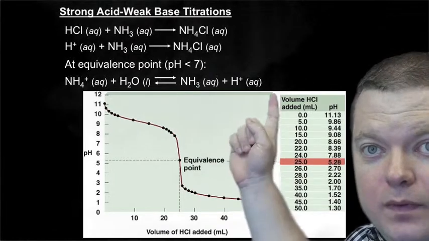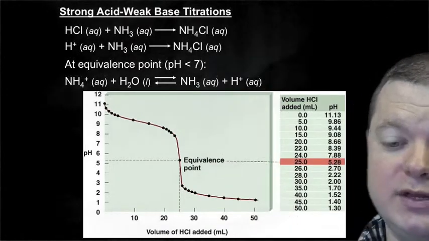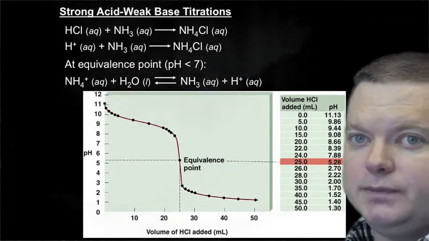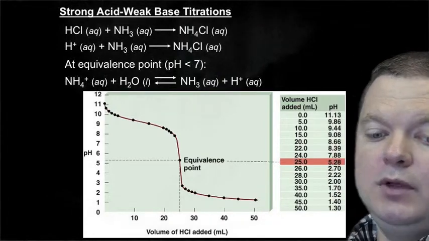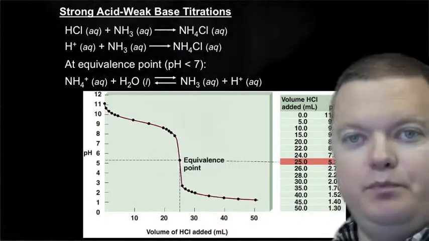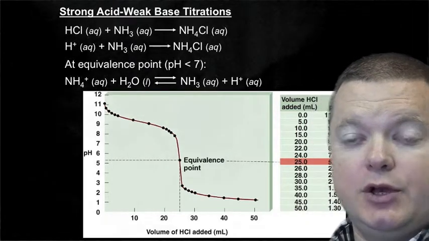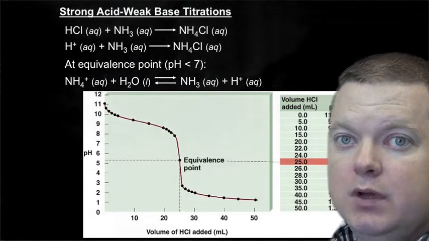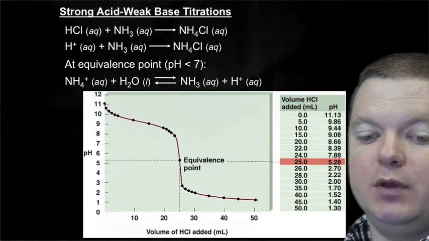Before the initial, that's just a weak base calculation. Set up the ICE table. This initial part where we're looking at both the base and its conjugate, that is a buffer. So we're going to set up the Henderson-Hasselbalch equation.